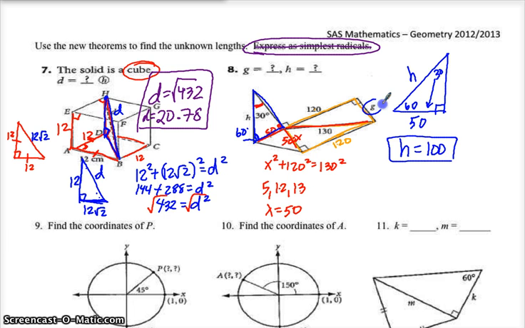Oh, sorry, G, I forgot G. G is opposite this side. So G is 50, H is 100. Sorry, I shouldn't have called that X, I should have called that G.